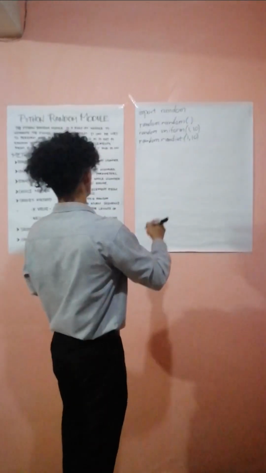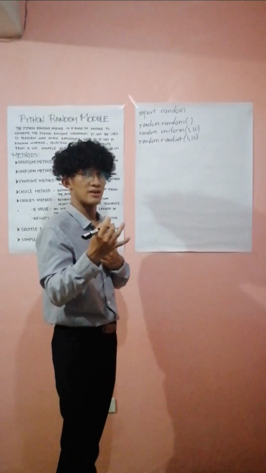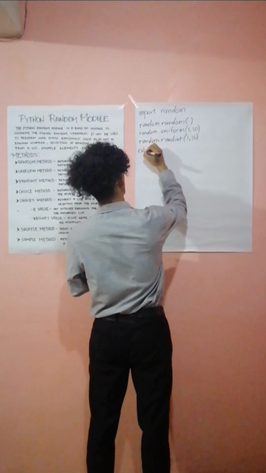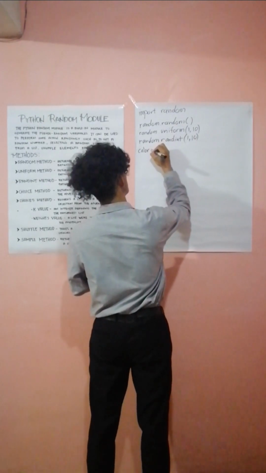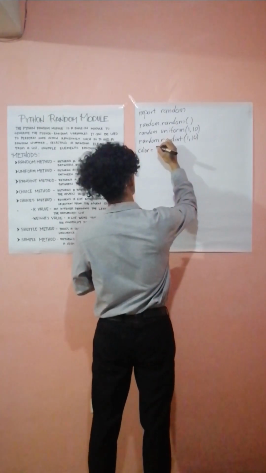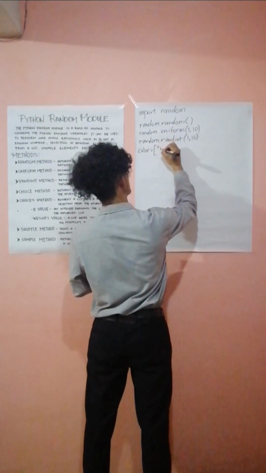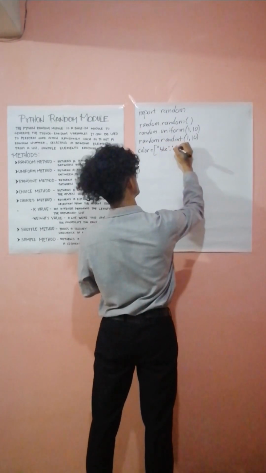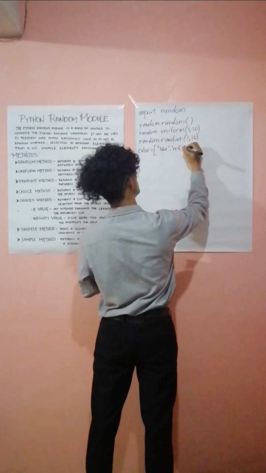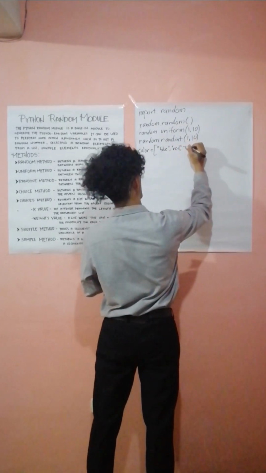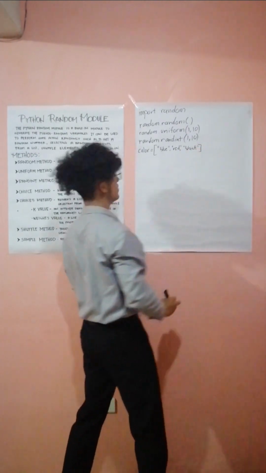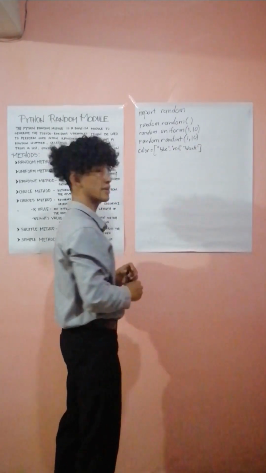I will use a choice method. So how do we declare the choice method? First we will make a list. For example, I will make a color variable equals brackets, I say blue, red, black. So from my color list, we have blue, red, and black.